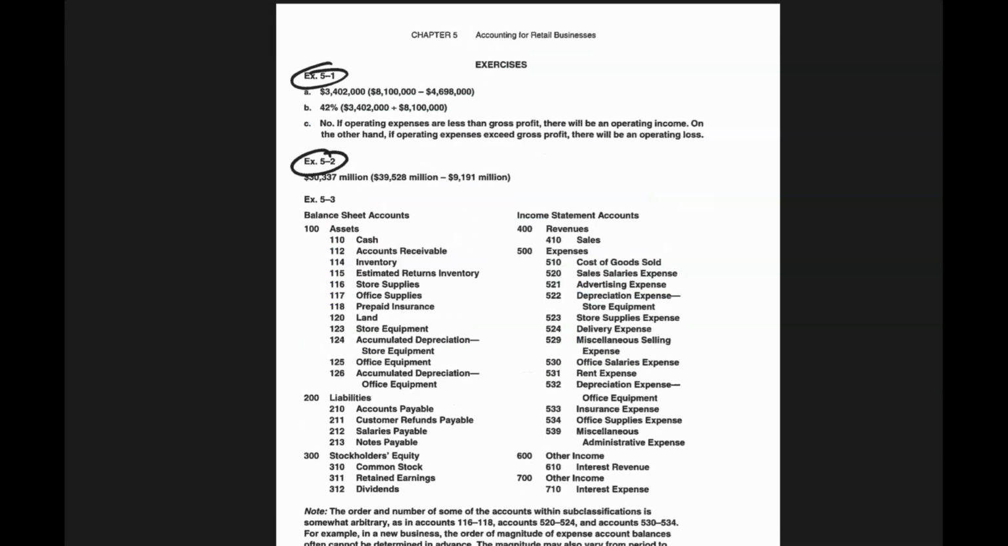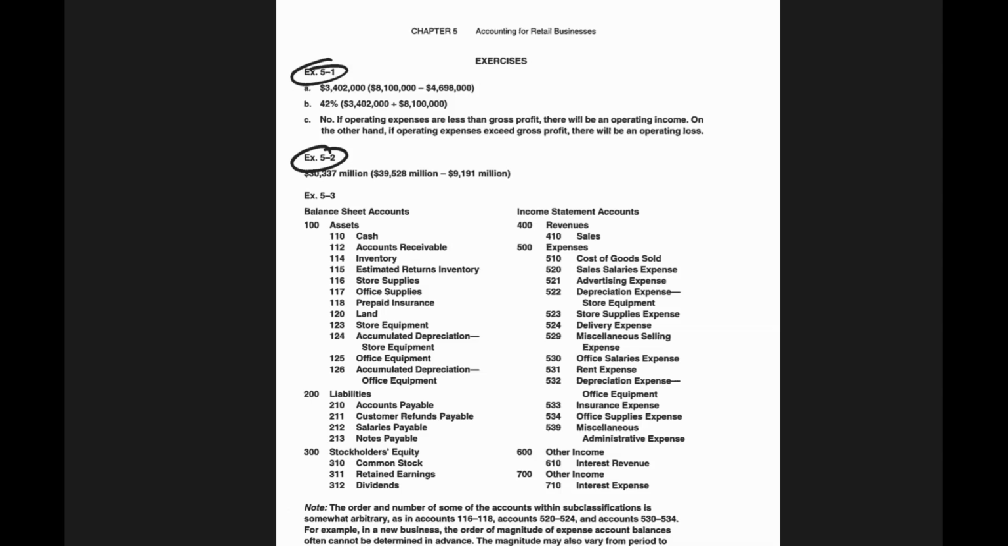Okay, let's move on to Chapter 5. The first exercise assigned reads, determine the current year. During the current year, merchandise is sold for 8.1 million. The cost of goods sold was 4.698 million. What is the amount of the gross profit?